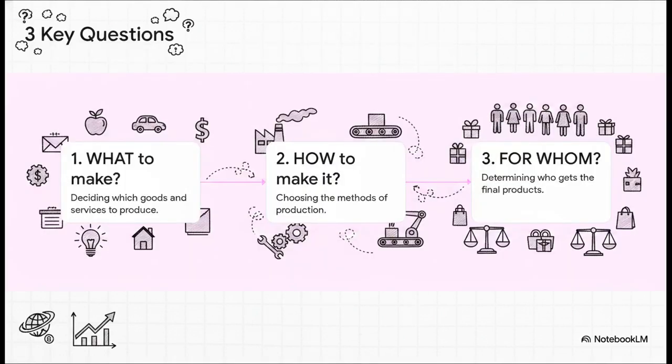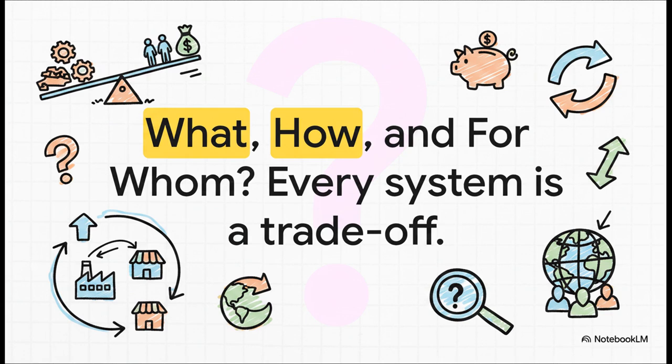So when you strip everything else away, every single economic system on the planet, from pure capitalism to pure socialism and everything in between, is just a different way of trying to answer three very basic questions. What are we going to make? How are we going to make it? And who gets the stuff once we've made it?